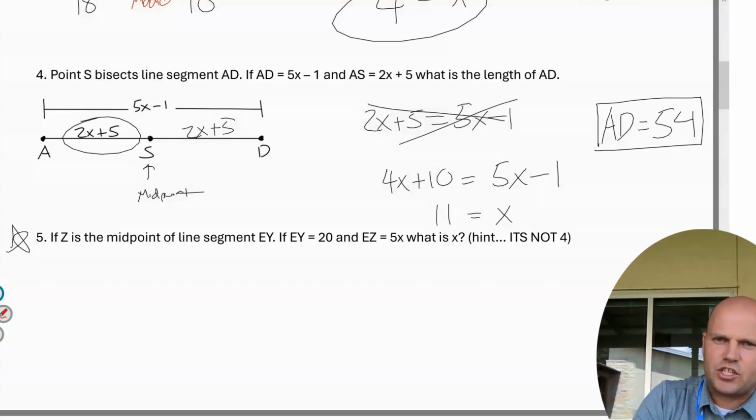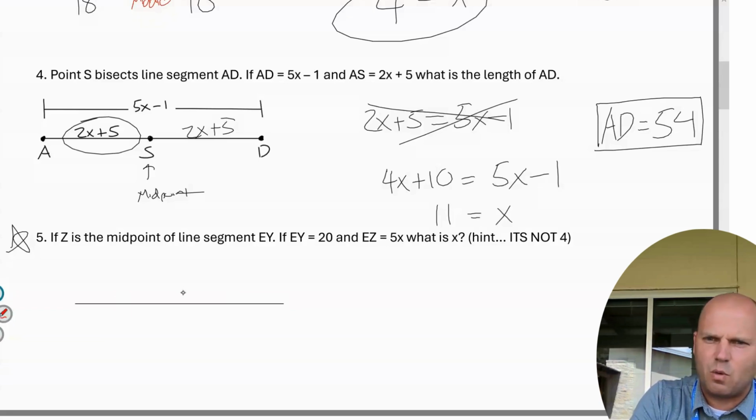This is another hard question because you have to draw the picture. Z is the midpoint of EY.